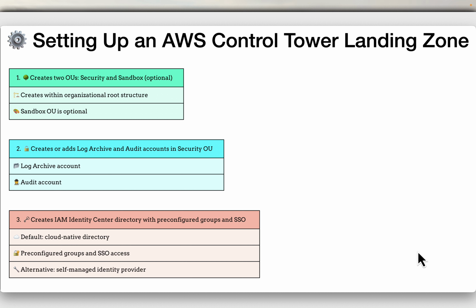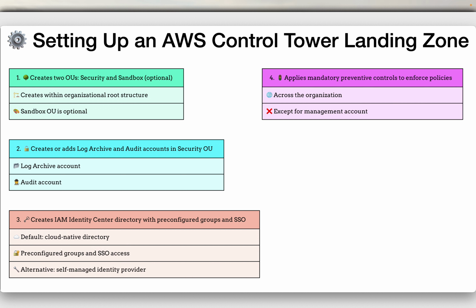And third one, if you choose the default AWS Control Tower configuration, it creates a cloud native directory in IAM Identity Center with pre-configured groups and single sign-on access. Alternatively, it allows you to self-manage your identity provider also. Fourth, AWS Control Tower applies all mandatory preventive controls to enforce policies across the organization except for the management account, which is the parent account or the root account.